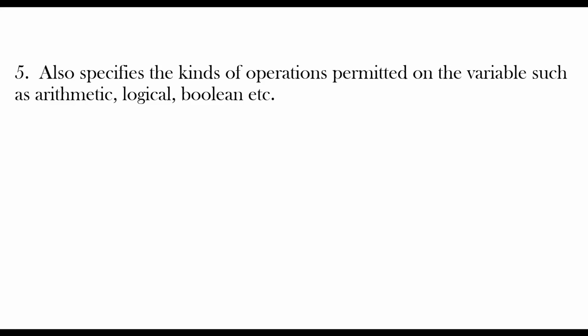Next, data type specifies the kind of the operations permitted on the variable, such as arithmetic, logical, Boolean, etc. All these things are decided based on data type we use. For integer, certain operations are allowed. For Boolean, few are allowed and few may not be allowed. All these things are decided by the compiler. We will know all these things in detail in our upcoming videos.